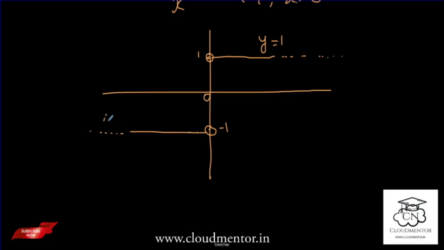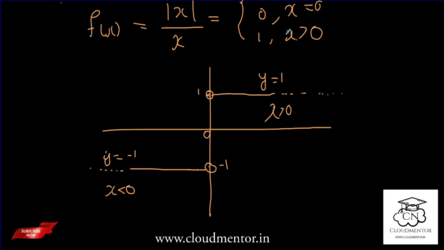And the equation of the graph here is y equal to minus 1, where x is less than 0. Here x is greater than 0. Okay, so this is the graph. At x equal to 0, this will be the value, so I can make it a dark dot. Okay, so the domain of the signum function is R. Domain is R, and the range will be only minus 1.